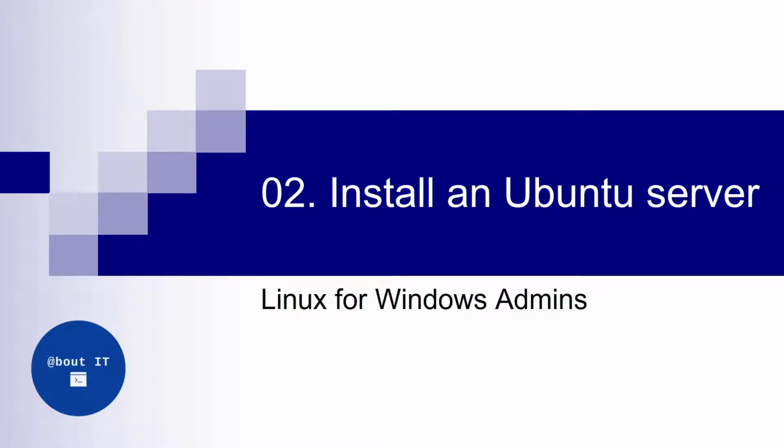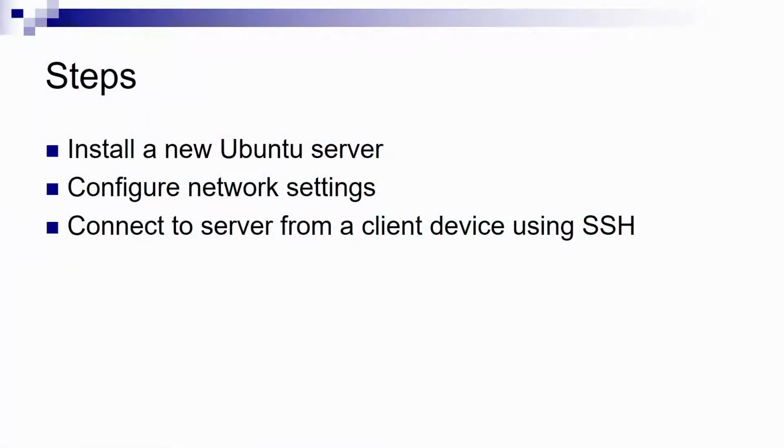In this video we are going to see how to install an Ubuntu server. So first, in the first part of the video we are going to actually install the server. So we are going to go through all the steps needed for a new installation. After the server is installed, I am going to show you also how to set network settings like the IP address, subnet mask and default gateway.